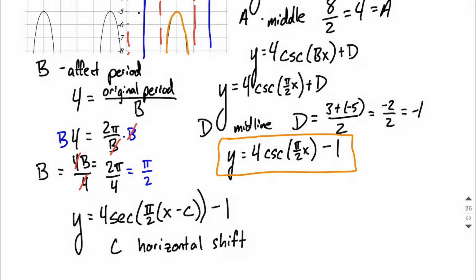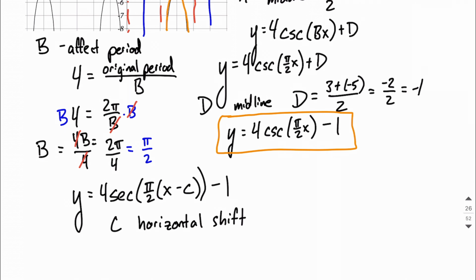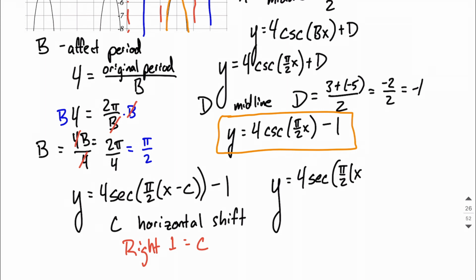All right, in our case, because everything got moved to the right 1 unit, what we're going to do is use c equals +1. All right, so final answer on this, we're going to go y equals 4 times secant of pi over 2. And then inside here, we get x minus 1. And then that -1 at the very end for the vertical shift down.